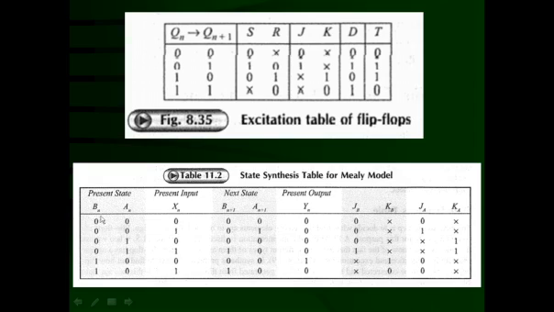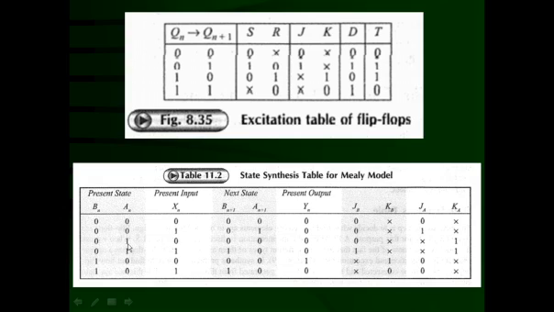Now consider it is in state A and it receives 0. It will remain in the same state, according to the state transition diagram. That means Bn plus 1, An plus 1 is going to be state A, that is 0, 0 only. But if it is in state A and receives 1, it will go from state A to state B, and the binary value assigned to state B is 0, 1. So Bn plus 1, An plus 1 is going to be 0, 1.